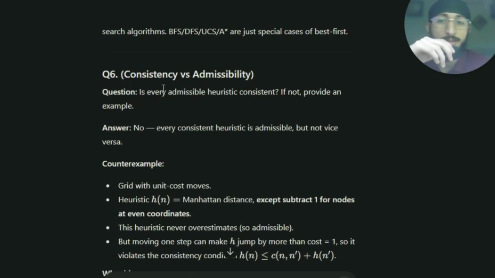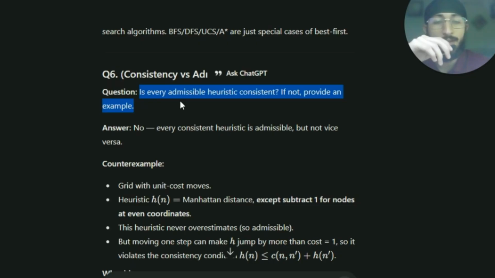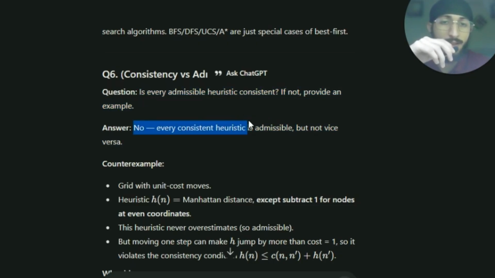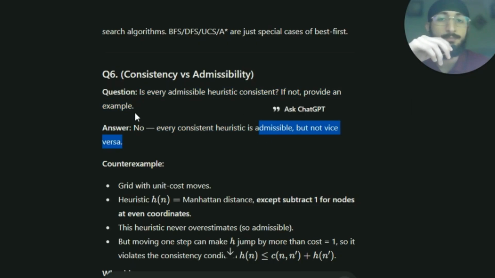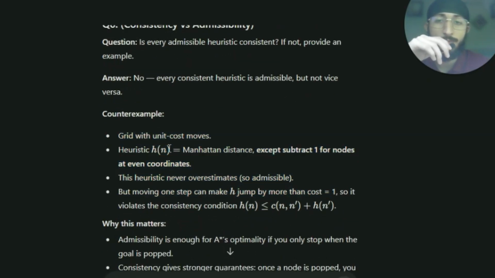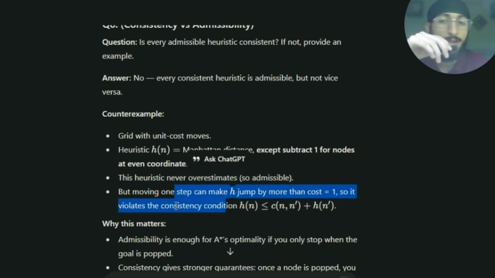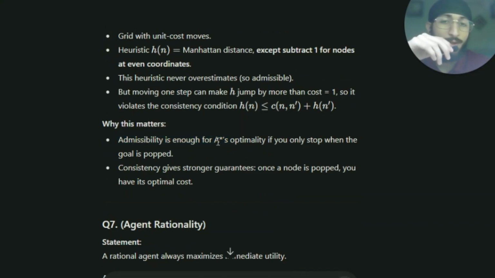Now consistency versus admissibility. Is every admissible heuristic consistent? If not, provide an example. No, every consistent heuristic is admissible, but not vice versa. Every admissible heuristic is not consistent. So this could be the example: a grid with unit cost moves. Heuristic h(n) is equal to Manhattan distance, except subtract 1 for nodes at even coordinates. This heuristic never overestimates, so it is admissible. But moving one step can make h jump by more than cost equal to 1. So it violates the consistency condition: h(n) is less than or equal to c(n, n') plus h(n'). So admissibility is enough for A star's optimality if you only stop when the goal is popped. Consistency gives stronger guarantees: once a node is popped, you have its optimal cost.